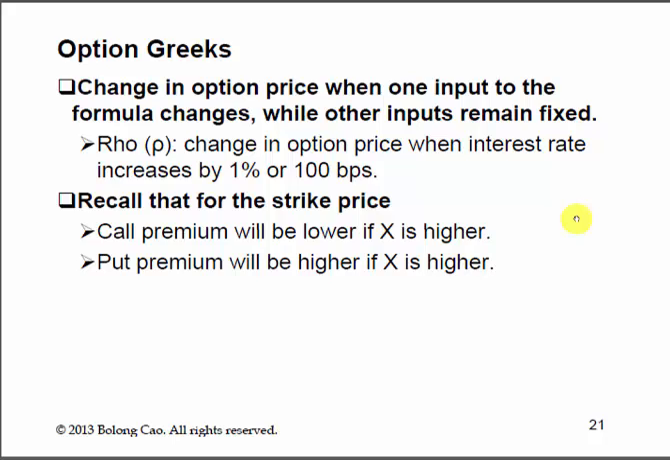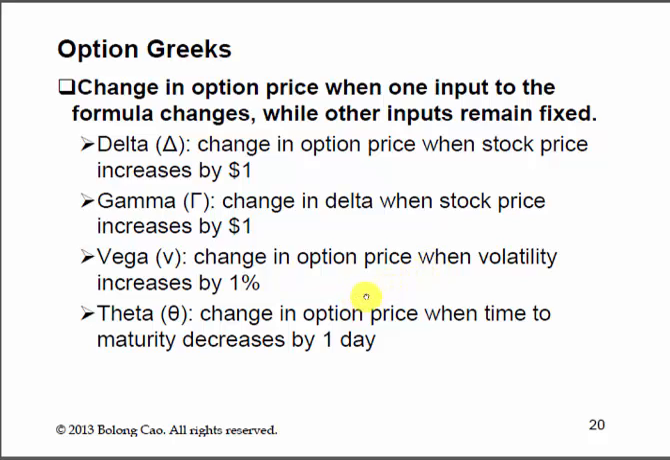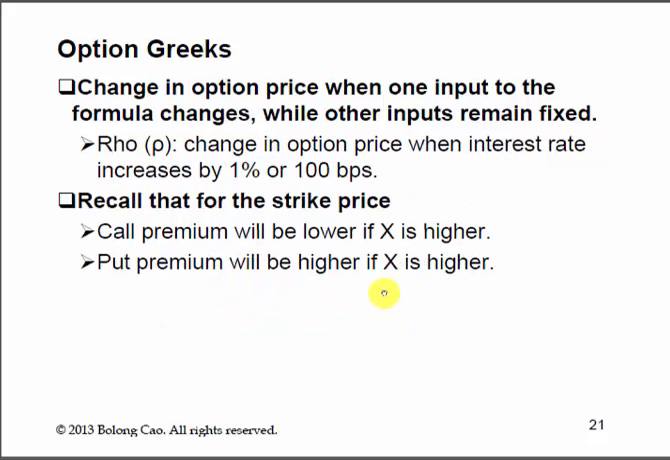And rho. Rho is basically R in English, and it's the change in option price when the interest rate increases by 1%, or say 100 basis points. Anyway, this $1 change or 1% change or 1 day change is basically talking about a unit, right? For a 1 unit change in one input, how much the option price or the option characteristics like delta will change.